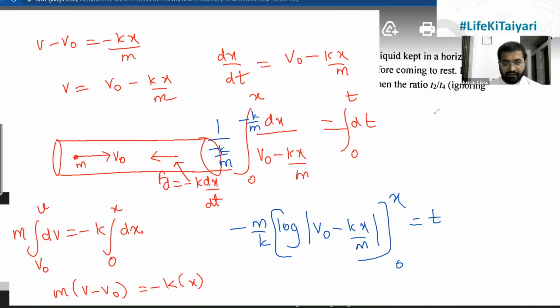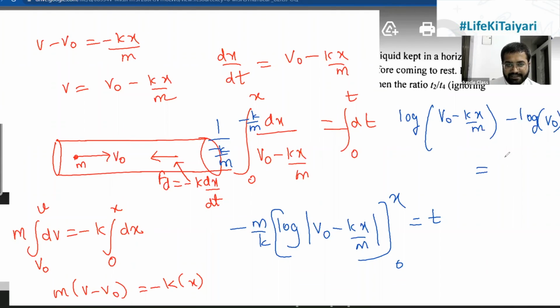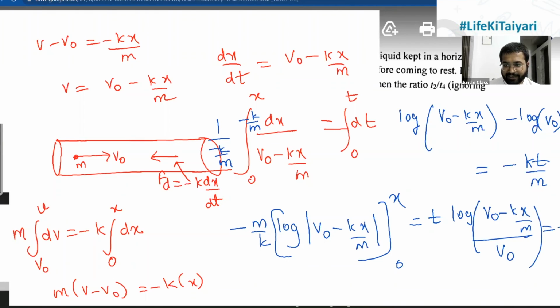Okay, so what do we have? Upper minus lower. So log of v naught minus kx by m, minus log of v naught, this is minus kt by m. So we have got log a minus log b, that's log of a by b. So we have got log of (v naught minus kx by m) upon v naught, this is minus kt by m. I will require more space. Copy fatafat. Done.